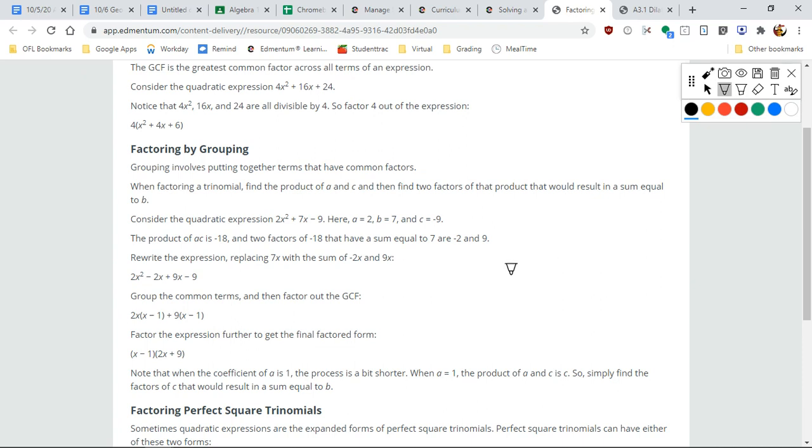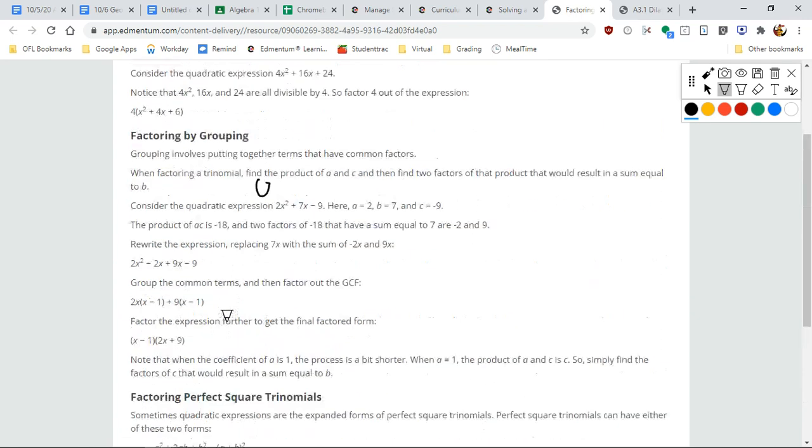They do it by what's called the AC method, meaning that we multiply this A times this C, and we get this -18. And then we just find factors of it that add up to this middle number. So factors of 18: -2 times 9 gives us -18, but they add up to 7. So that's this factoring by grouping method, is we do the -2x and the 9x. And that's how we can factor by grouping.